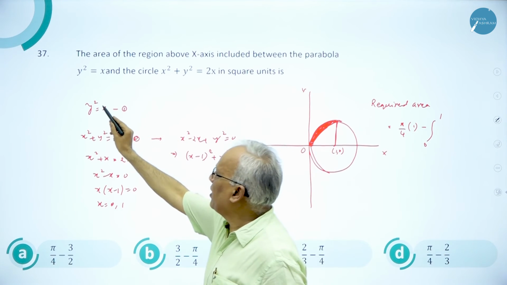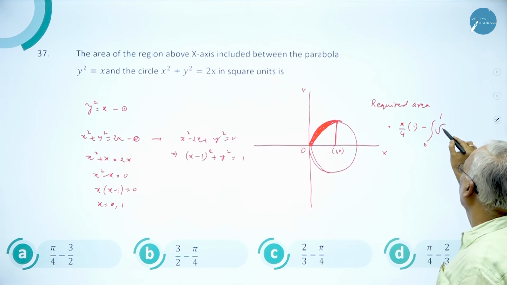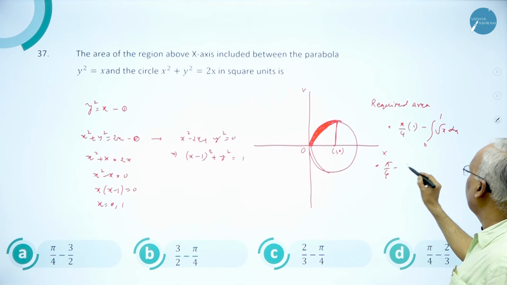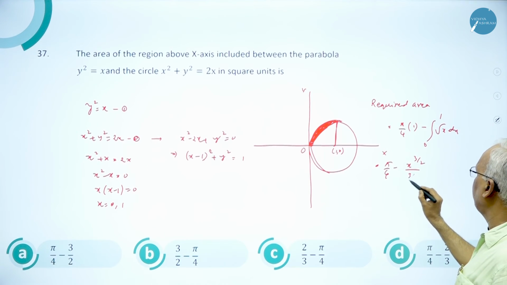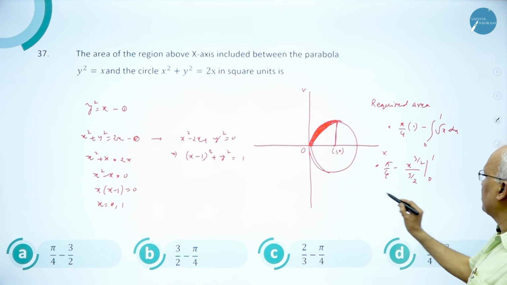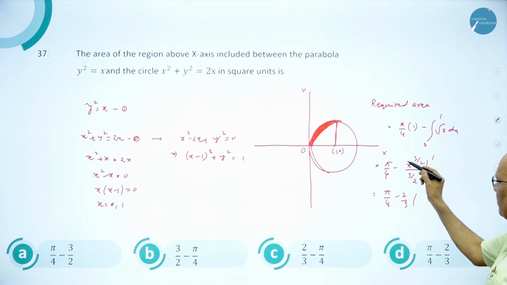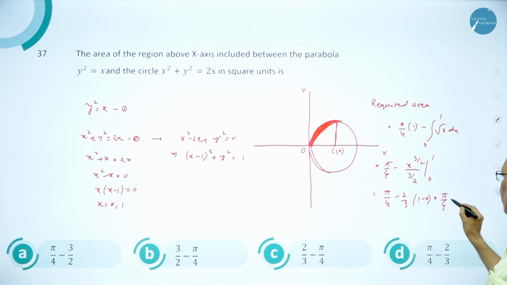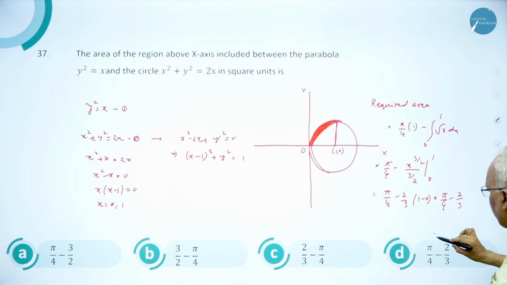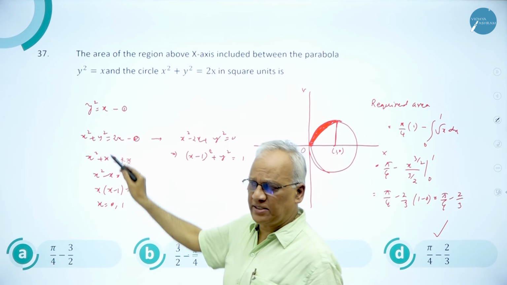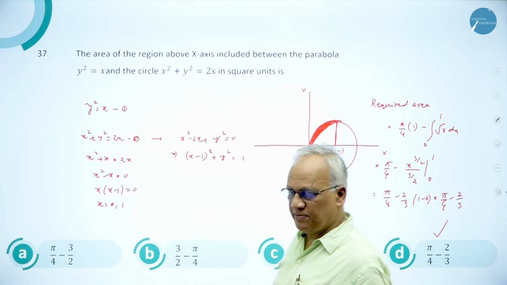Equation of the parabola y squared equal to x, it becomes y equal to root x into dx. Which is equal to pi by 4 minus x to the power 3 by 2 divided by 3 by 2 between 0 and 1, because the integral of x power half is x power half plus 1 by half plus 1. So pi by 4 minus 2 by 3 into 1 power anything is 1 minus 0, which is equal to pi by 4 minus 2 by 3. Don't waste time integrating the equation of the circle also. Not necessary. So the answer is D there.